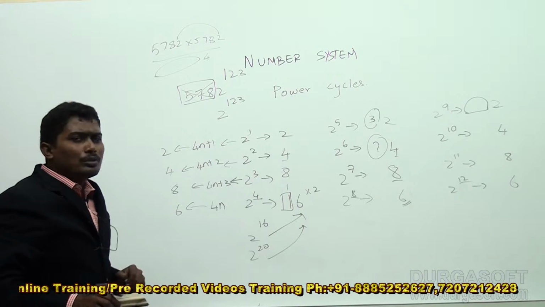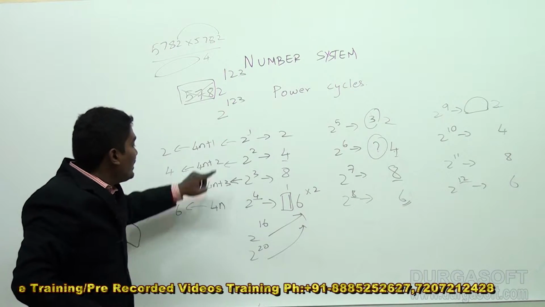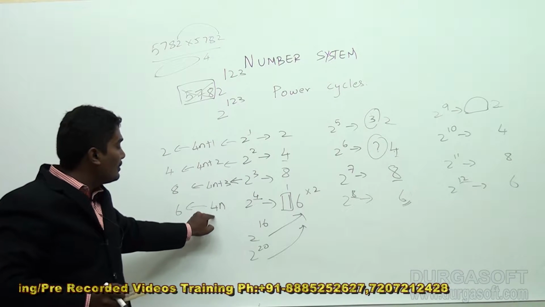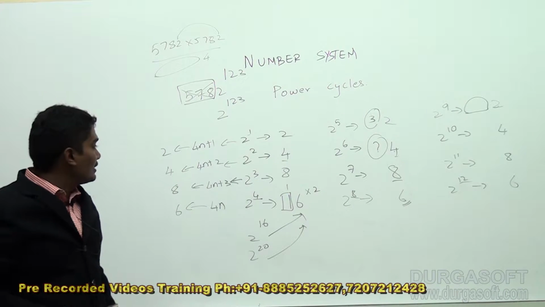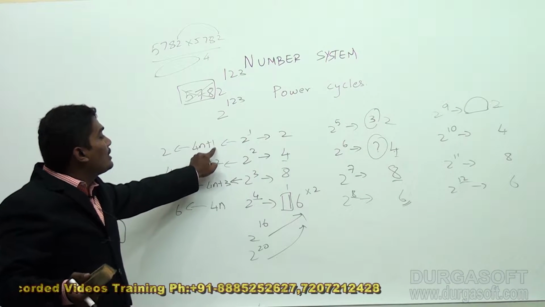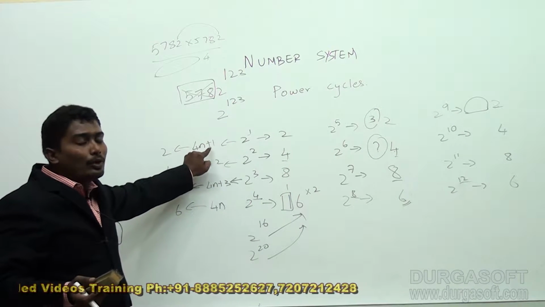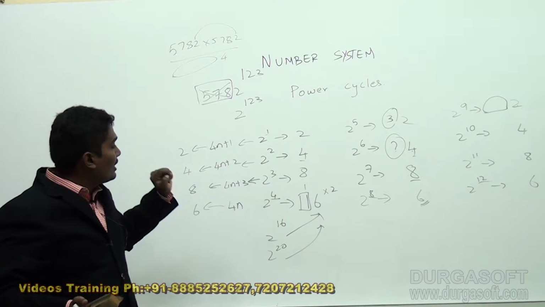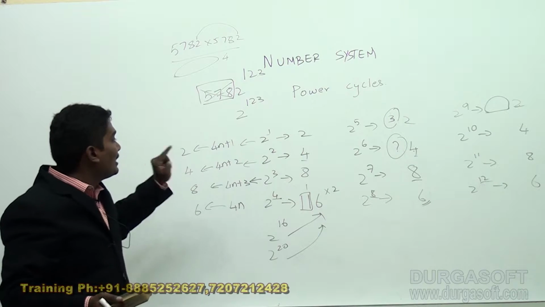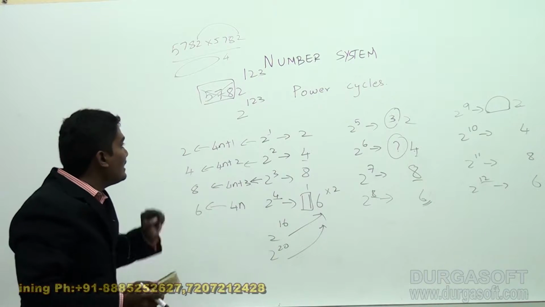Now I already know this pattern. If the power is divisible by 4, or in other words it is of form 4n, the last digit is 6. If I divide the power by 4 and it gives a remainder of 1, 2 is the last digit. If I divide the power by 4 and it gives a remainder of 2, 4 is the last digit. If 3 is the remainder, 8 is the last digit.